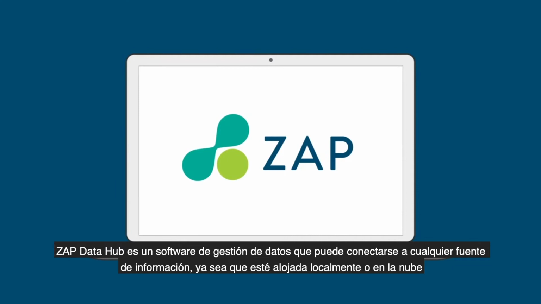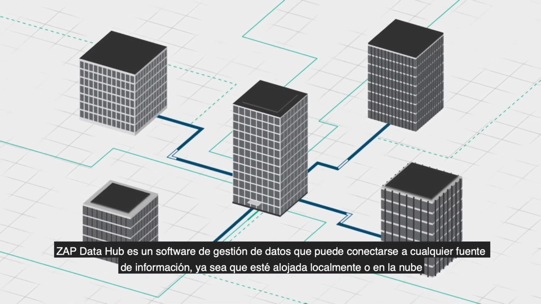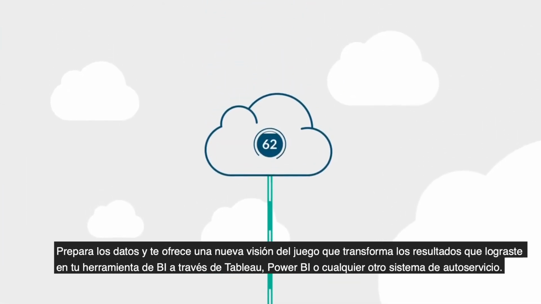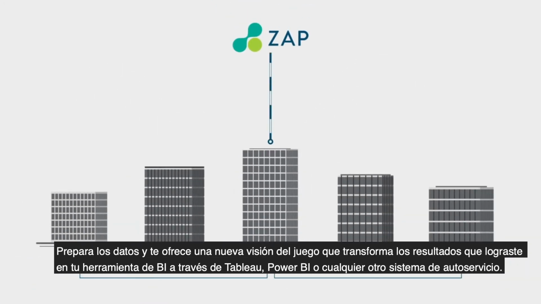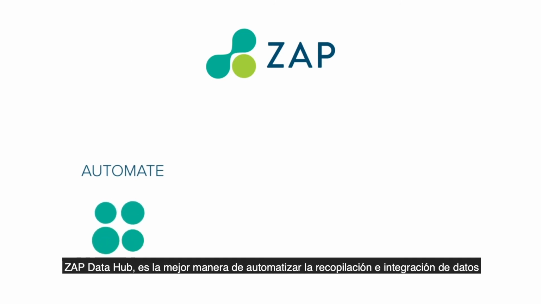ZAP Data Hub is data management automation software that can connect to any data source, be it on-premise or in the cloud, and get straight to work, preparing data for game-changing insight that transforms the results you achieve from your BI tool, be it Tableau, Power BI, or any other self-service system. ZAP Data Hub is the way to automate your data collection and integration.